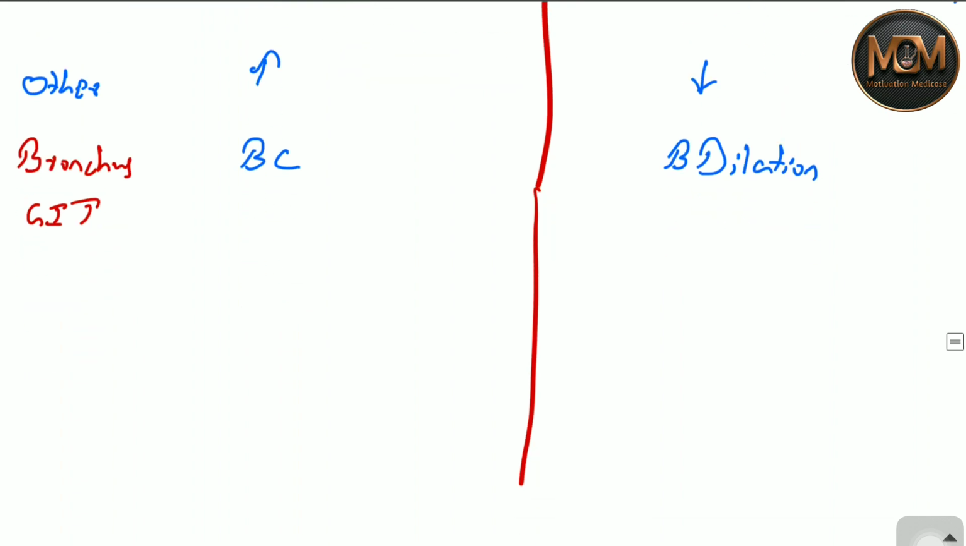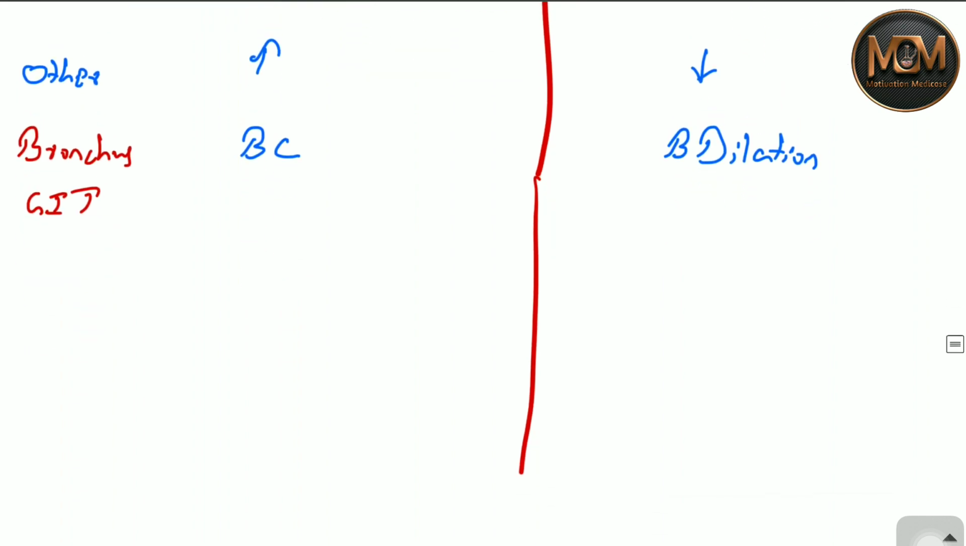Now the second thing we will see is the GIT. In the GIT, motility will increase. If there is increased motility, it will cause diarrhea. So there will be diarrhea in the parasympathetic. Now in the sympathetic it is decreasing, which means the motility will decrease. If it decreases, that will cause constipation.